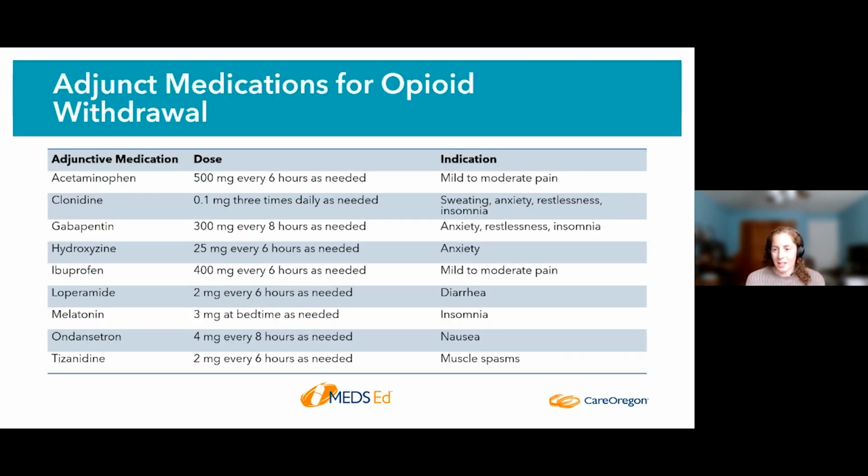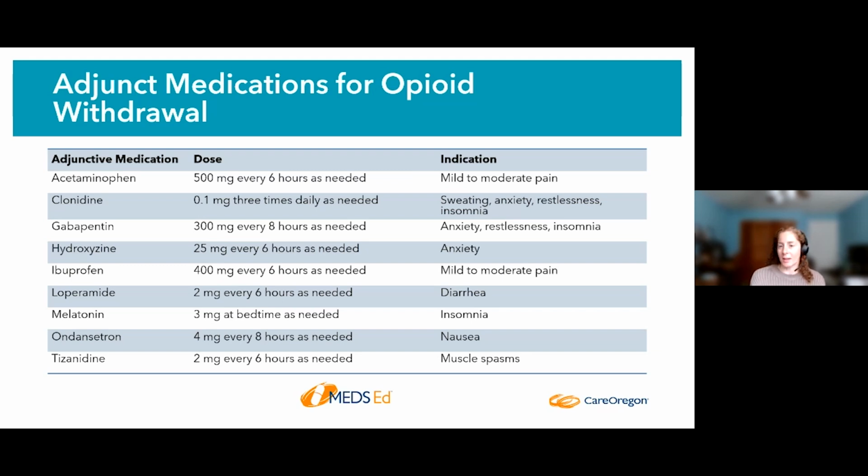So what are these adjunct medications? Emily alluded to one of them, tizanidine, which can help with muscle spasms. This table will be available for your reference. But what I like to do when I'm asking patients about their opioid withdrawal symptoms is ask them, what are the symptoms that tend to bother you the most? Do you get more body aches? Do you get more muscle spasms, nausea?